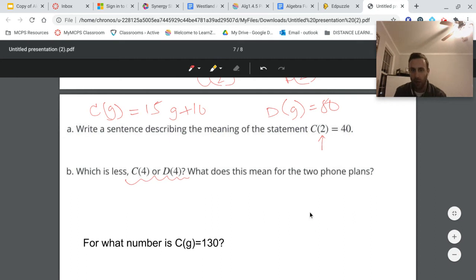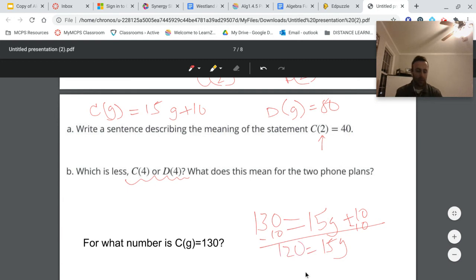So we're going to take our equation, 15G plus 10, and we're going to set it equal to 130 because we know that it equals 130. So you're just going to solve this like a normal equation. Subtract 10 on both sides. And that is 15G equals 120. And then we're going to divide 120 by 15 on both sides, because you're going to divide by 15.